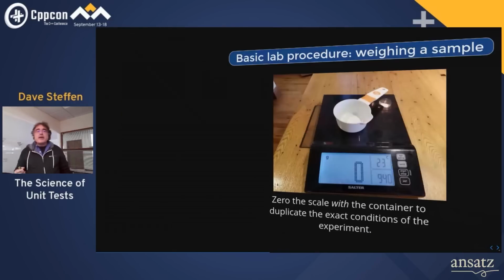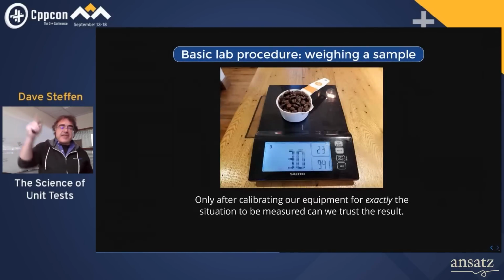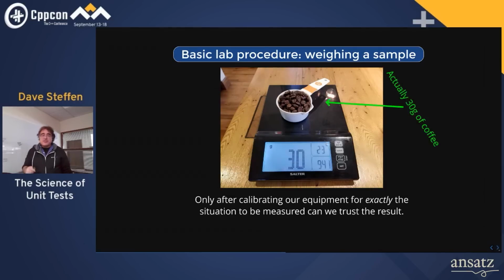What do you do? You zero the scale out, but you do it under exactly the same conditions, right? There's a sample and you want to measure the mass of the sample. So you set everything up exactly the way it's going to be, but without the sample. You zero it there. Then when you add the sample, you have reason to think that that 30 grams really means you've got 30 grams of stuff. And by the way, that really is 30 grams of coffee.